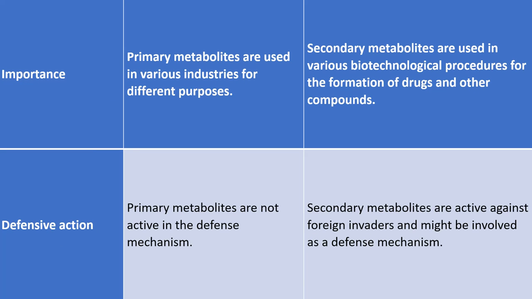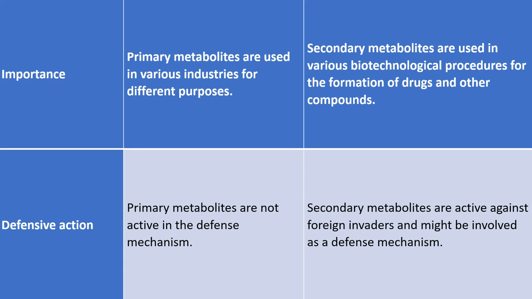Then primary metabolites are used in various industries for different purposes. As you know, primary metabolites include proteins and carbohydrates. These are important for growth, and as they are required in high quantity, they are easily available in the market. You can see there are protein powders and all. So they are used in various industries for different purposes. Then secondary metabolites include antibiotics, alkaloids, and pigments. These are used in the pharmaceutical industry or in the formation of drugs. So secondary metabolites are used in various biotechnological procedures for the formation of drugs and other compounds.